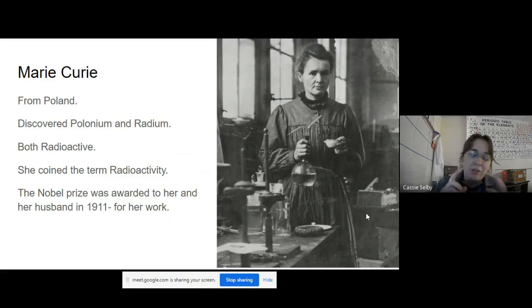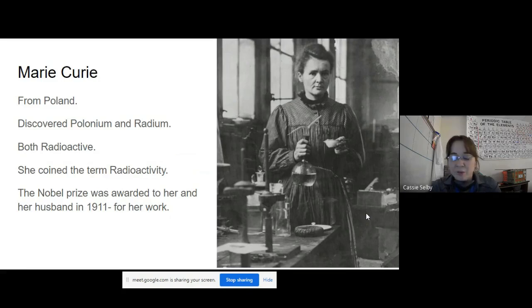And the first one that she named, she called polonium, after her home, Poland. And the other one she called radium, because it emitted radio waves, or radioactivity. And so they were both radioactive, and she actually coined the term radioactivity. Her Nobel Prize, she got two in her lifetime. Her first one was actually recommended to her husband, and her husband absolutely was like, nope, I am not accepting this without my wife's name on it, and I can't do that.